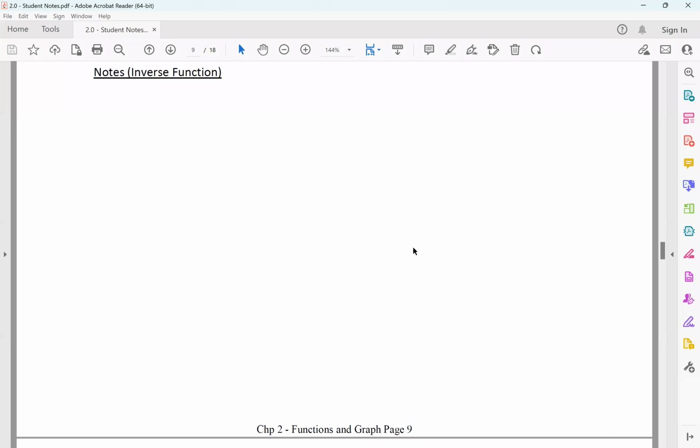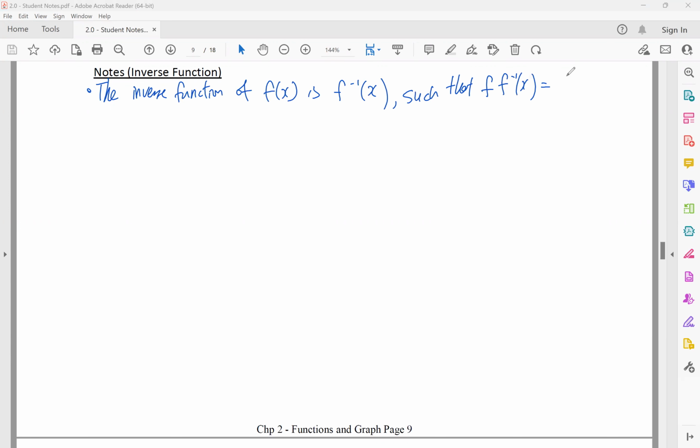Right, so first of all, the inverse function of f of x, the symbol is the minus 1 on top, inverse. But what's the definition then? The definition is if you do f inverse of f of x, you always get back just the x. That means the function and its inverse cancel each other and the answer will be x.